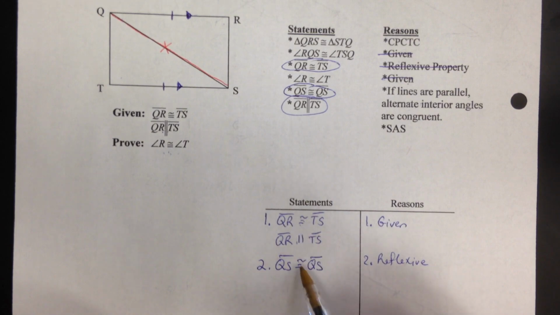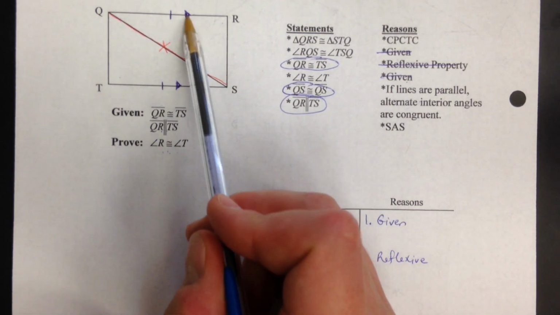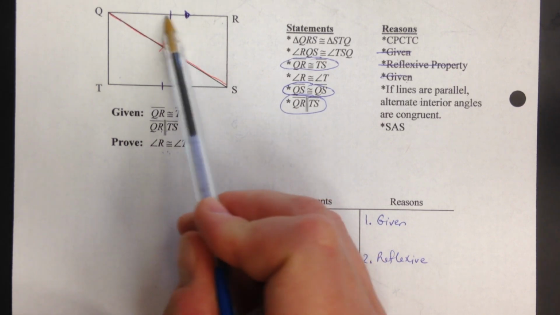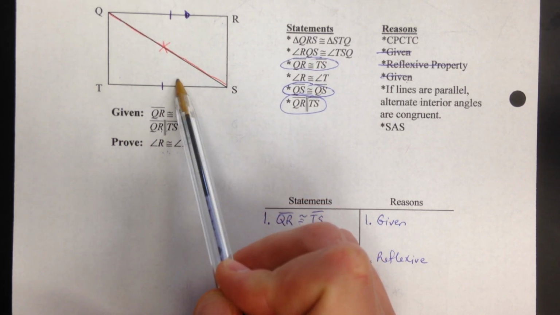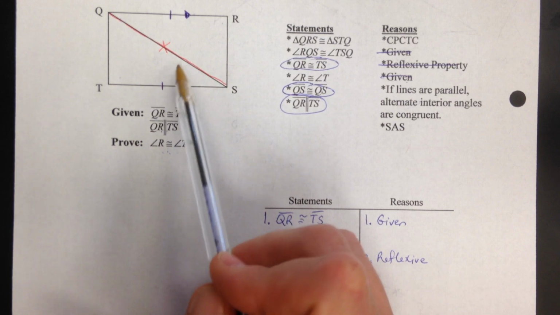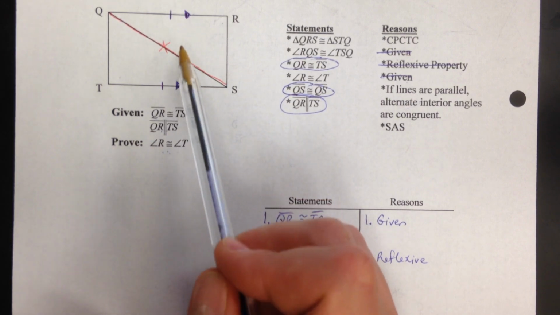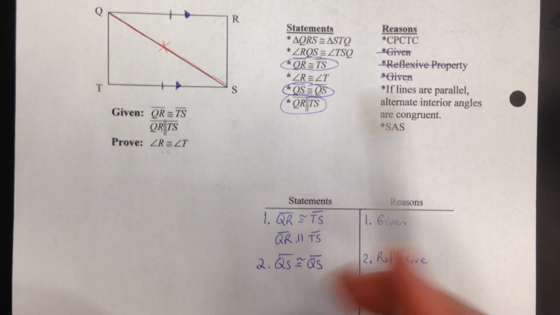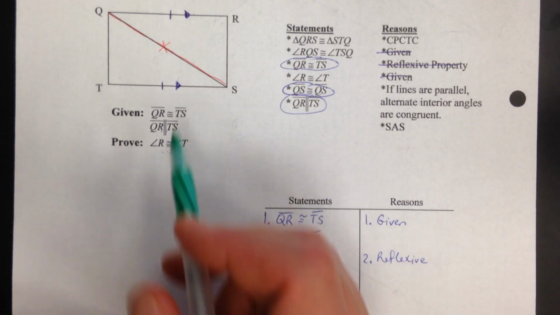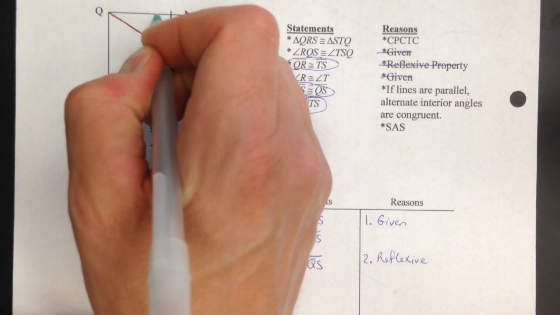Okay, so now we have two pieces of congruence. We need one more. Now they told us that these lines were also parallel. The top and the bottom segments are parallel. Now that does not mean congruent. However, it does mean that some of the angles will be congruent.